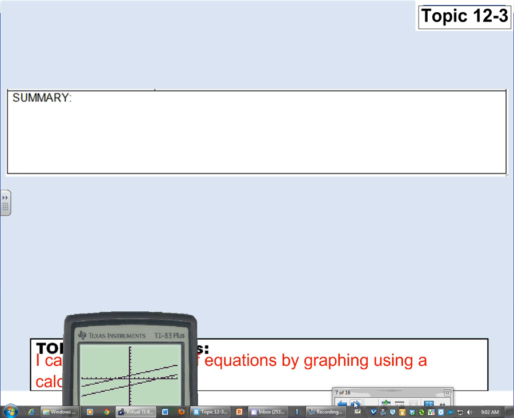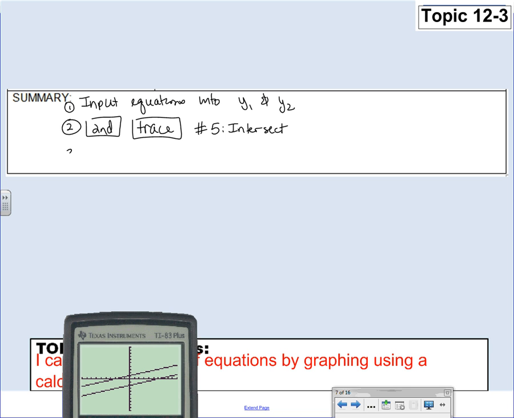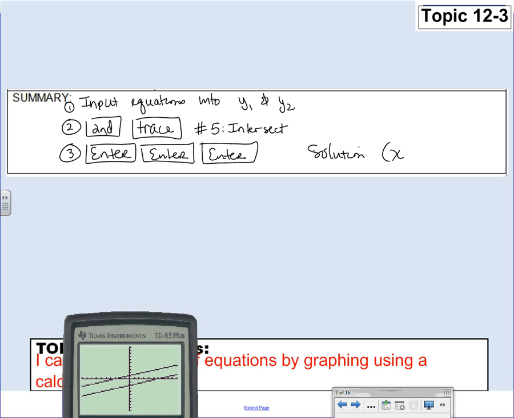So now let's fill out our summary. So how can I solve systems of equations by graphing using a calculator? We had to input the equations into y1 and y2. Then we hit the second button, trace, number 5 for intersect. Then we hit enter 3 times. So enter, enter, enter. And the solution is the x value and the y value given, written as a point. This concludes topic 12-3.